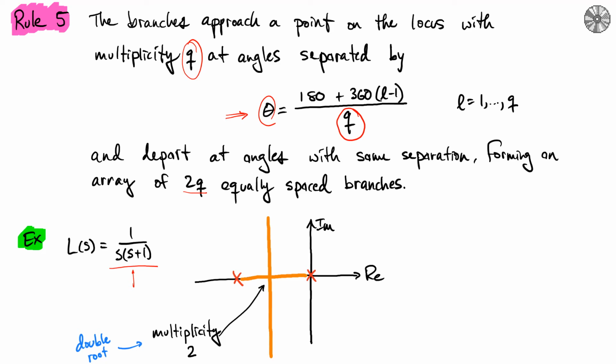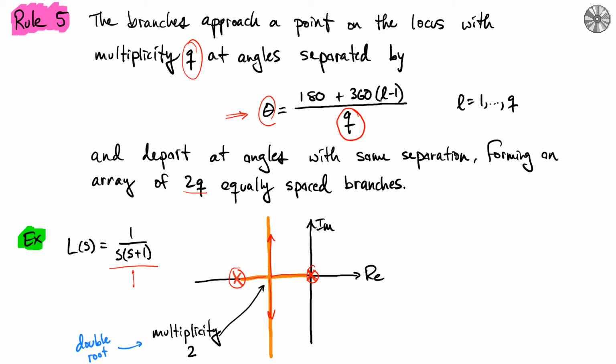We saw how this originally has a pole at 0 and a pole at -1, and that these approach each other and then split at a multiplicity of 2. And so it goes in each direction.